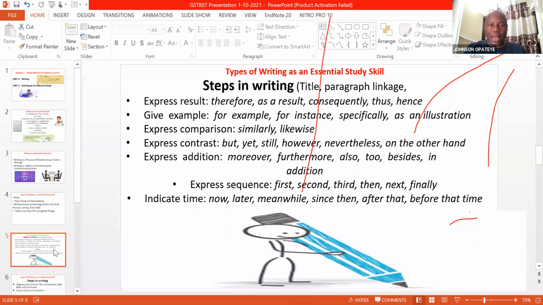And all this will enable you to really do what? To bring your reader to follow the ideas you are giving them. Also, you can write to indicate time. When you have descriptive writing or narrative writing that is basically historical, then now, later, meanwhile, since then, after that, before that, all these terms are there for you to use.